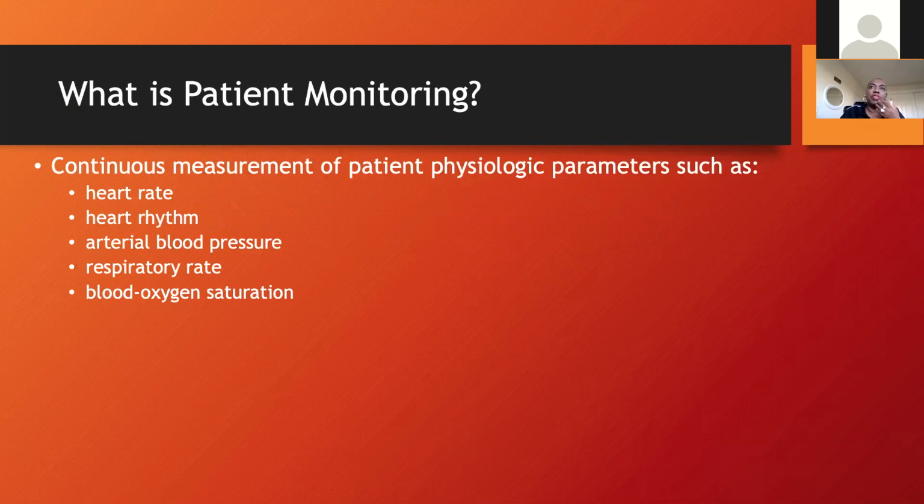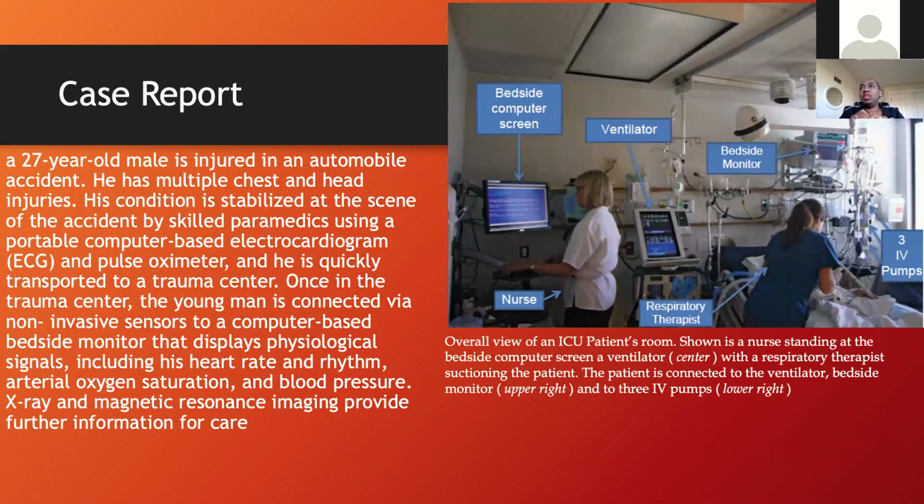So what is patient monitoring? It's continuous monitoring of physiological parameters such as heart rate, heart rhythm, blood gases, blood pressures, respiratory rates. In your text, there was a case example of a 27-year-old man injured in an automobile accident. The whole thing I want you to take away is that this is an example of an inpatient setup in the intensive care unit in a hospital, the ICU.